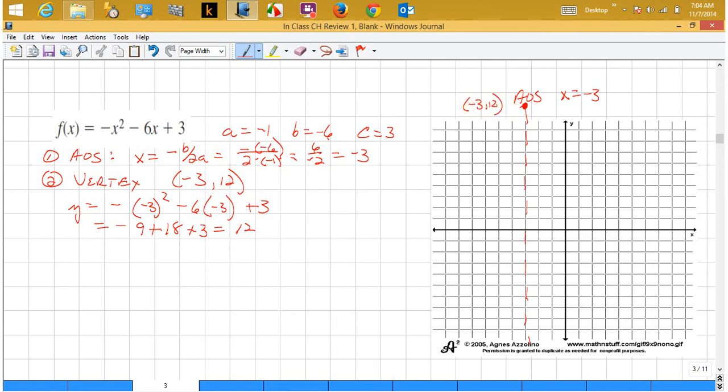Okay, let's find a second point. The first thing I'm going to do is scan this equation up here and look at my y-intercept, right? If x is 0, y is 3. And I can see that that's actually pretty far away from the vertex that I just plotted, so I'm going to use my y-intercept point. That would be (0, 3). So 0, 1, 2, 3.